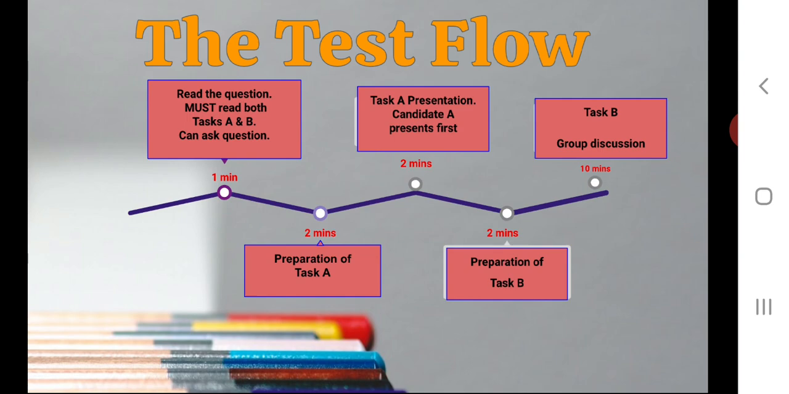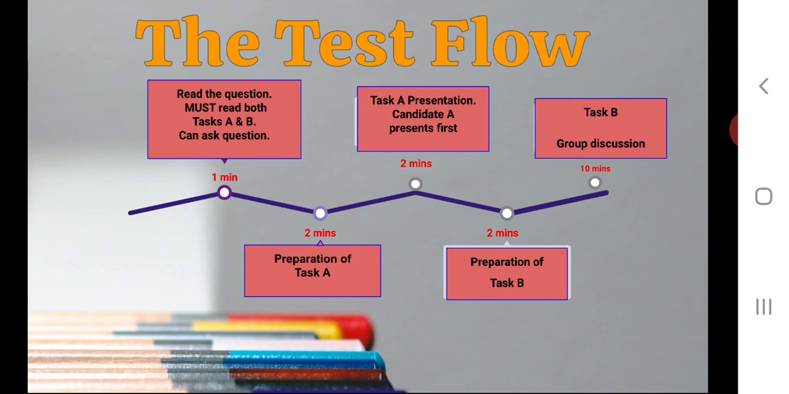In fact, that is actually the only time you can ask the examiners. If suddenly you have a question sometime after the test has started, usually the examiners will not entertain your question. So that's why it is very important for you to read both task A and task B. So after you have read everything and you have a question, you can use the time to ask.